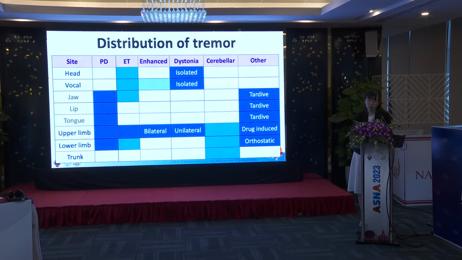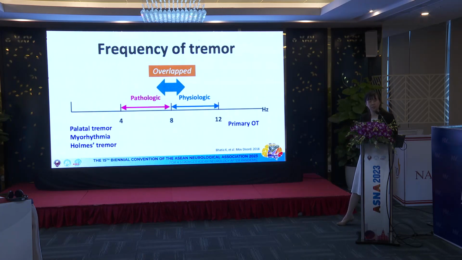This table shows various distributions of tremor in different tremor types. The dark blue color here indicates the most frequent area of involvement in each tremor syndrome. You can see that approaching upper limb tremor here is the most difficult since there are many tremor syndromes that involve the upper limb either unilaterally or bilaterally.